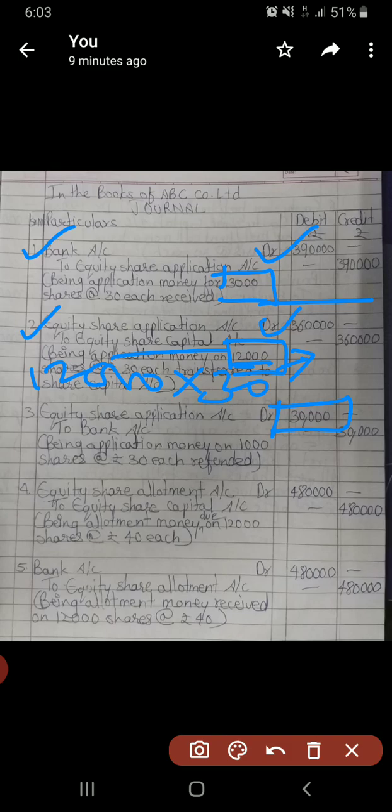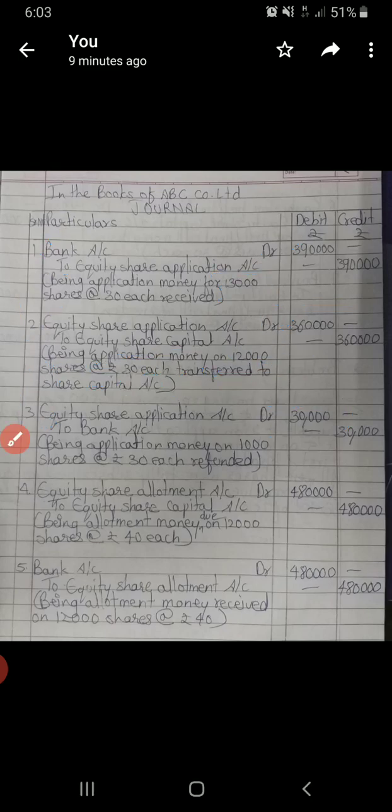And to return it, we just reverse the entry and write equity share application account to bank account. See the first entry, it is bank account to equity share application account. When we receive the amount, bank is the receiver and the investors are the giver.